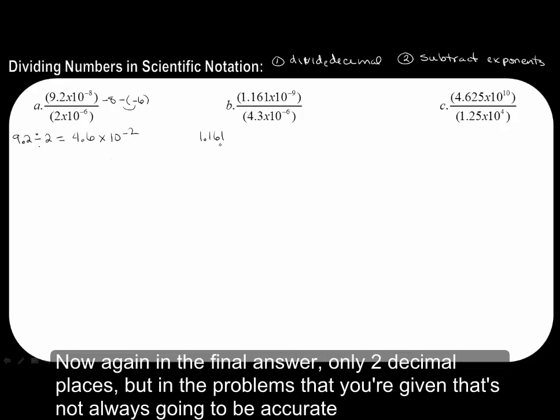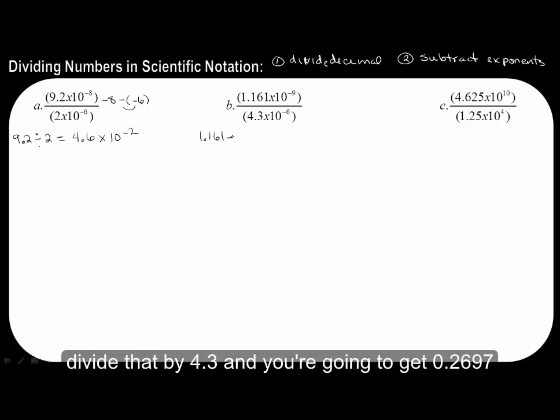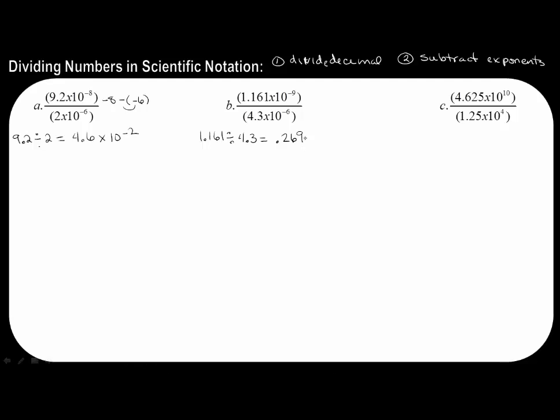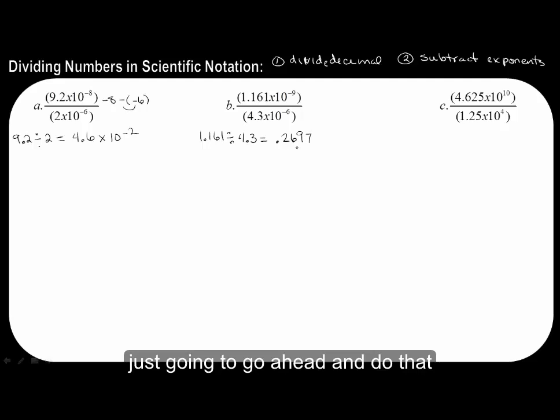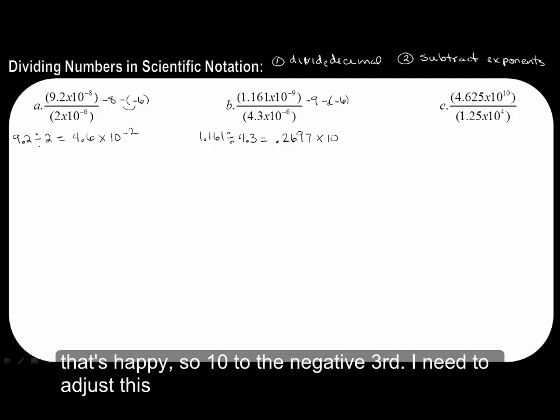1.161. Now again, in the final answer, only 2 decimal places, but in the problems that you're given, that's not always going to be accurate. Divide that by 4.3, and you're going to get 0.2697. I'm just going to go ahead and do that. Times 10 to the negative 9 minus negative 6. That's happy. So 10 to the negative 3rd.